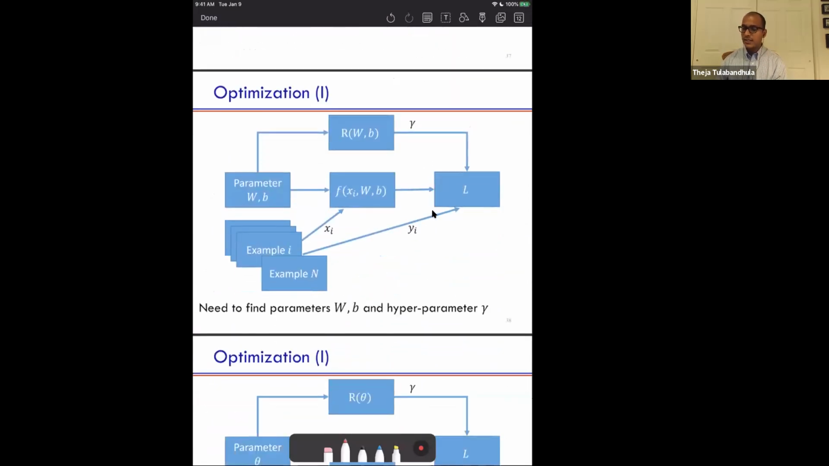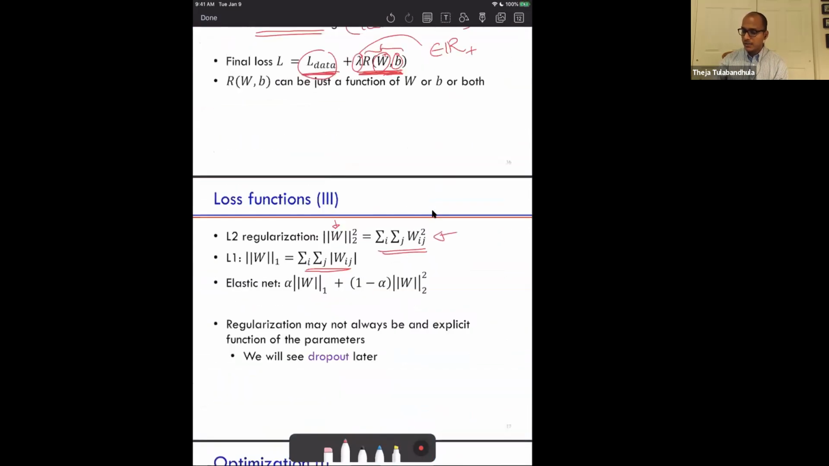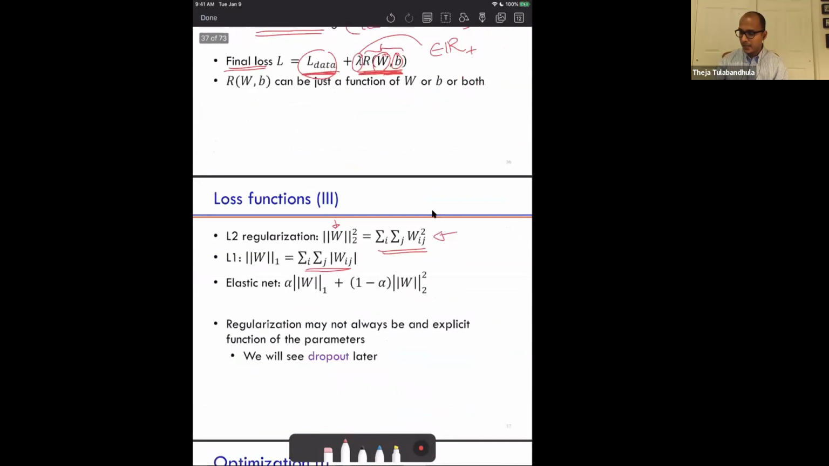So that's the definition of loss. With the appropriate choice of regularization, you figured out what the final loss is. That's how you would say which model is good, whether one particular W, B pair is better than another pair of W, B.